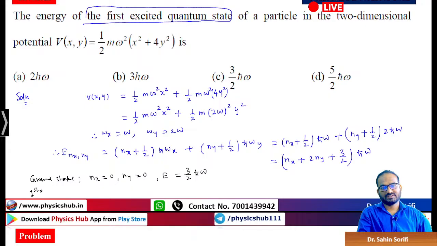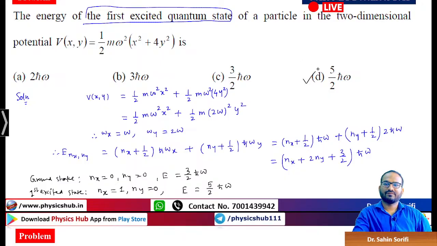Now if I talk about the first excited state, it corresponds to nx taken as 1, ny taken as 0. If you take ny equal to 1, nx equal to 0, that will not be the first excited state, as that energy will increase. The minimum is 3 by 2 h cut omega. First excited will be the next minimum with whatever allowed values of nx and ny you take. So the energy is 1 plus 3 by 2, so 5 by 2 h cut omega.